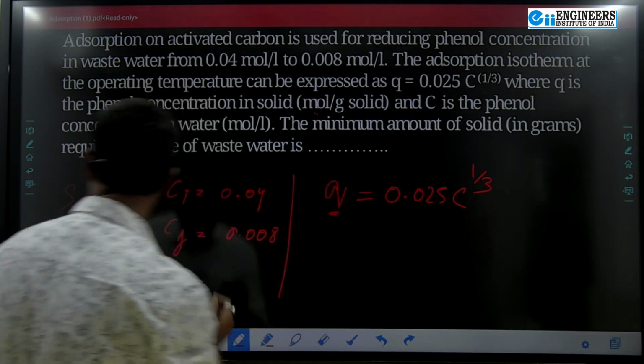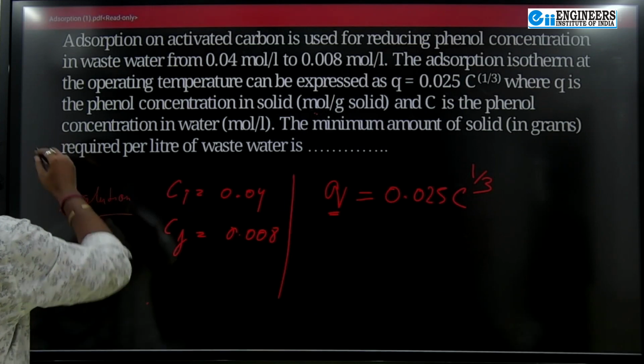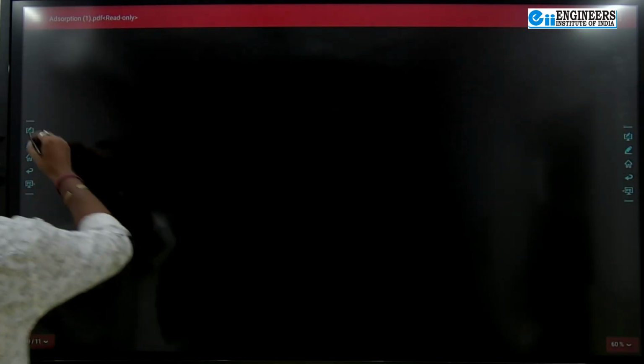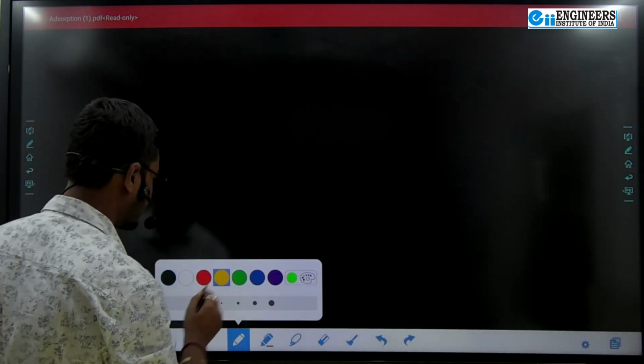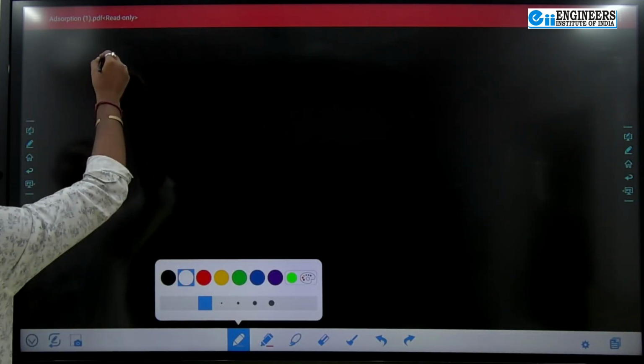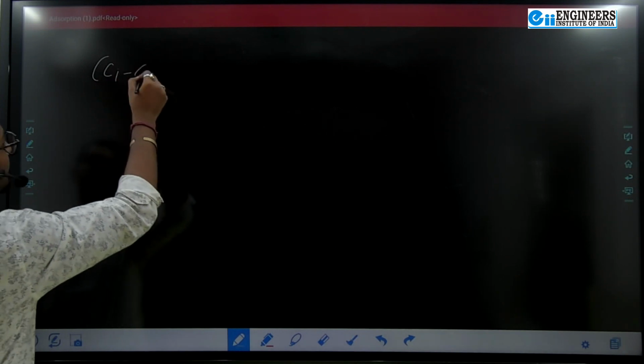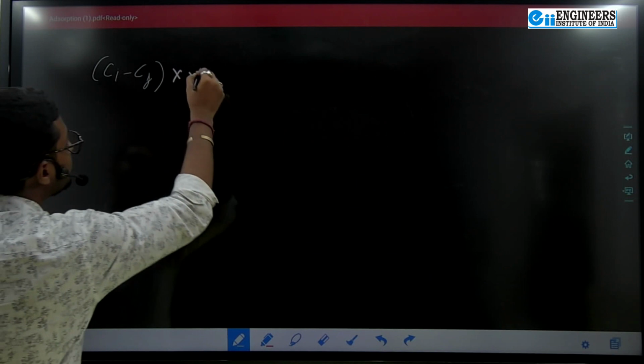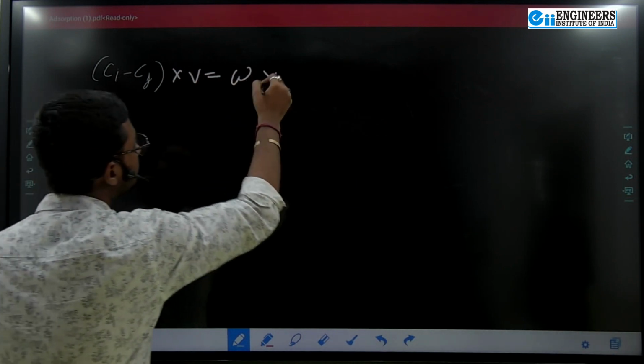I will just explain it to you. It may be confusing to you, so I will give you a brief idea of how it's happening, so it will be more clear. See here, what is our formula? It is (Ci minus Cf) into V equals W into Q.